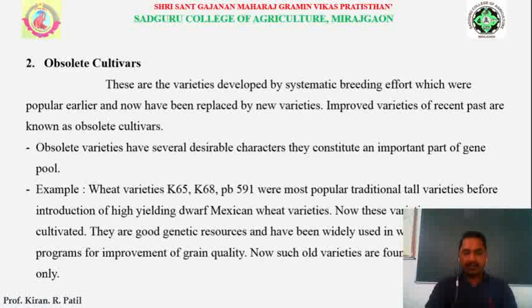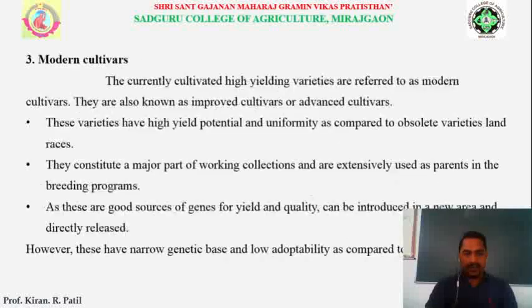For example, wheat varieties like K65, K68, then Mexican wheat varieties, the varieties at the time of the green revolution, can be included as obsolete cultivars. Then the third is modern cultivar.